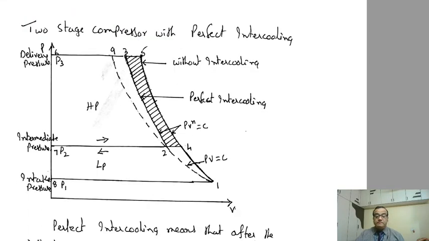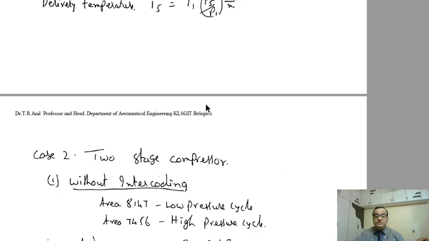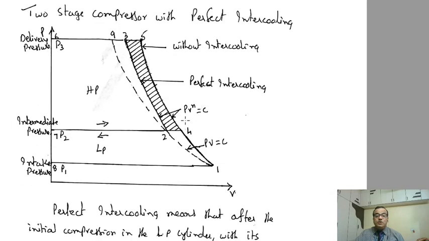Now we'll study about two-stage compressor with perfect intercooling. What is perfect intercooling? You just might ask. So perfect intercooling is basically between two compressors or two stages. This is a two-stage compressor. So when we talk about two-stage compressor, basically two cylinders and two pistons will be there. In between, an intercooler is provided.